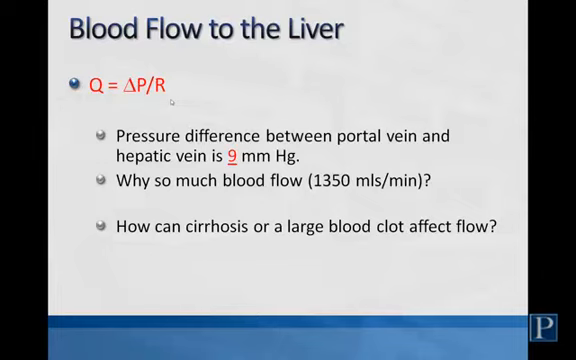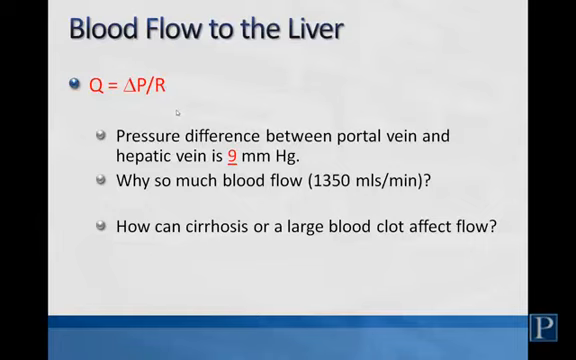So if you know the flow equation, you can tell me, well, what things can influence flow? Well, if I change the pressure gradient, if I increase pressure, I can increase flow. If I decrease pressure, I could decrease flow. The resistance is on the bottom. Well, if I increase resistance, I will decrease flow, and vice versa.